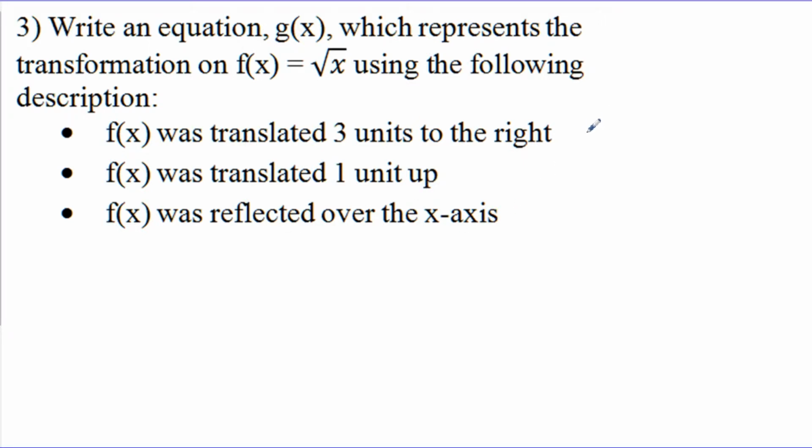So the right by 3 is when c is equal to 3. Okay? Up by 1 is when d is equal to 1. And a reflection over the x-axis is when a is equal to -1. -1 does the reflection part in a.